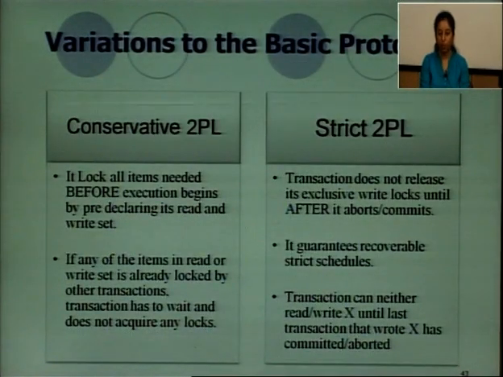Now, variations to the basic protocol: the conservative two-phase locking protocol and the strict two-phase locking protocol. What is the difference between these two? In conservative two-phase locking, a transaction locks all the items it needs before execution begins by pre-declaring its read and write sets. If any item in the read or write set is already locked by another transaction, it has to wait and does not acquire any locks. In strict two-phase locking, a transaction does not release its exclusive write locks until after it commits or aborts. It guarantees recoverable strict schedules. A strict two-phase locking transaction cannot read or write X until the last transaction that wrote X has committed or aborted.